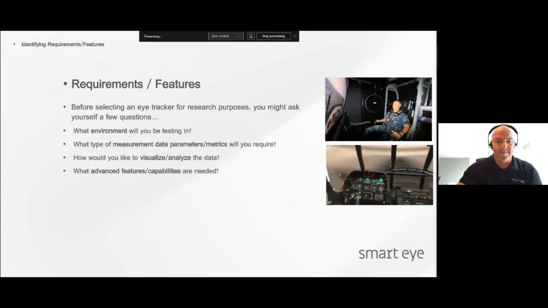What environment will we be testing in? What type of measurement parameters or metrics are needed? How would you like to visualize and analyze the data? And what advanced features and capabilities will be needed for your specific project? So we'll dive into these questions in a little more detail to help explain the importance of each.